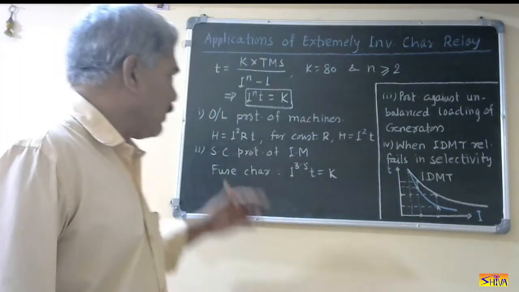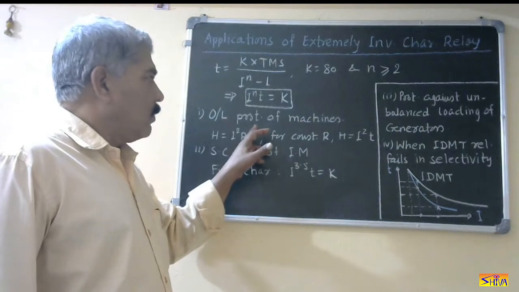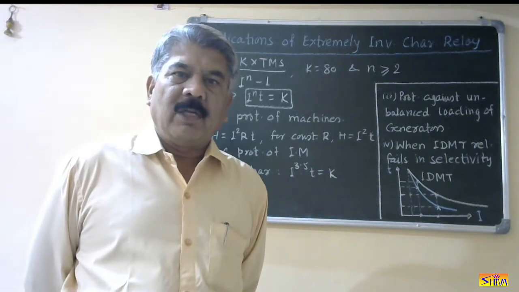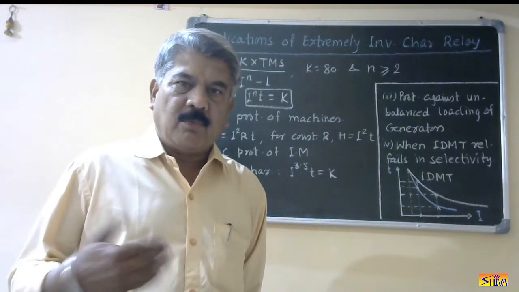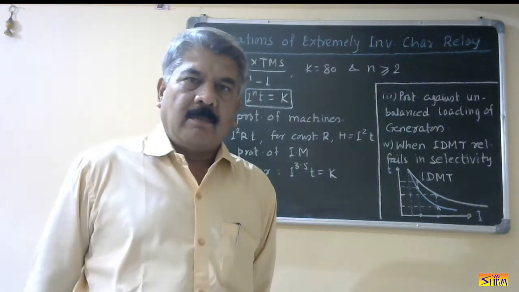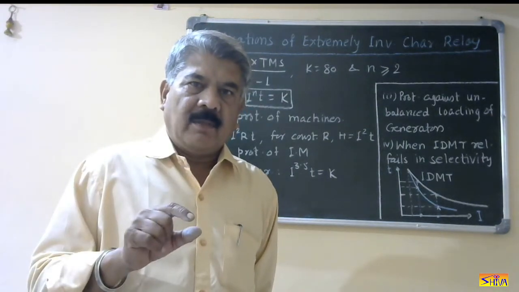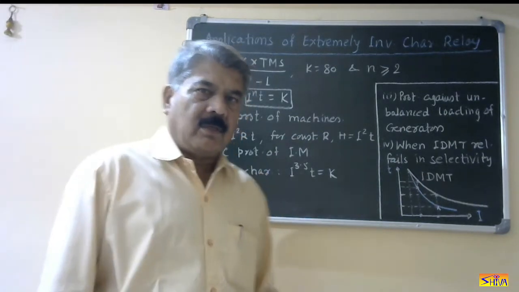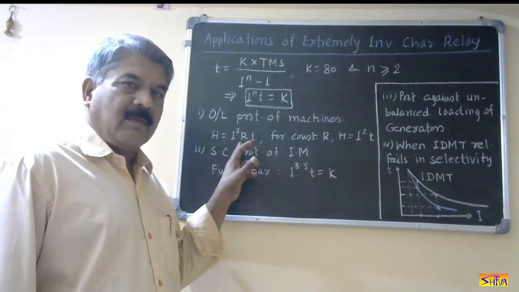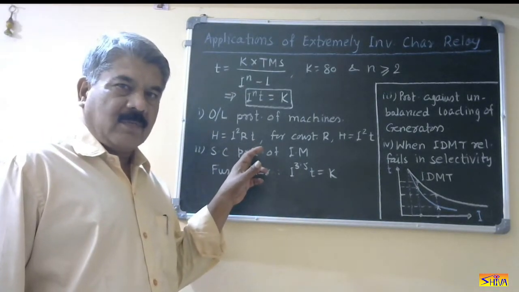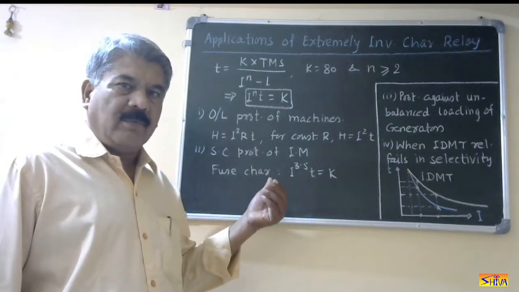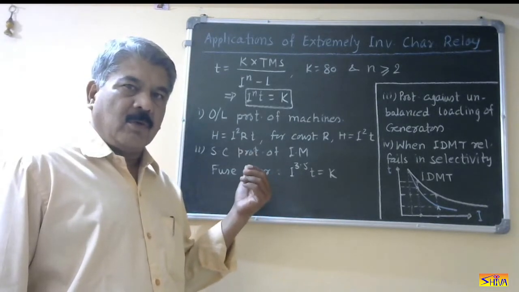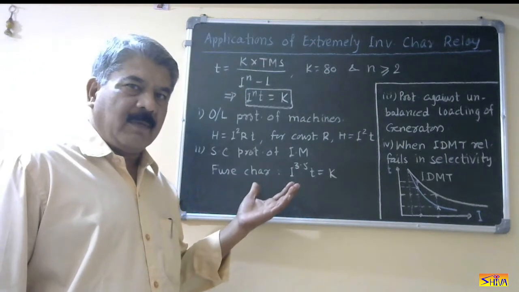The first application is overload protection of machines. Now what is overloading? Overloading means the current or load is more than permissible load, but it is permitted for some time. When the machine is overloaded, extra heat will be generated. Heat generated in the machine is given by H is equal to I square R into T. Higher the value of I, more will be the heat generated. For the same current, if we run the motor in overload condition for more time, more heat will be generated.